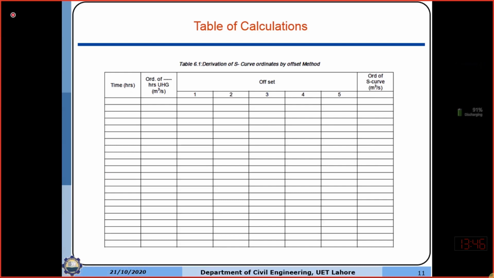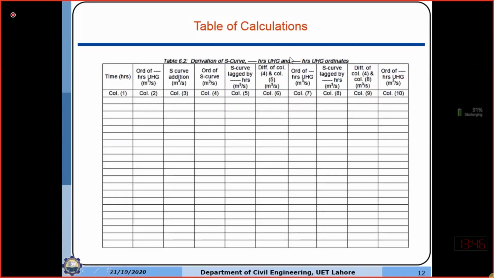Once you get this S curve, another method is the S curve addition method. So again you will write the time given to you, column 1, and the ordinate of the 4-hour unit hydrograph, which is also given to you, column 2. Now S curve addition and ordinate of S curve, I have already explained, these two will be done simultaneously. You will fill S curve and then S curve addition. What is S curve addition? This is S(t) minus S(t-D).